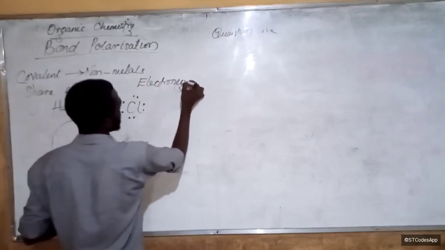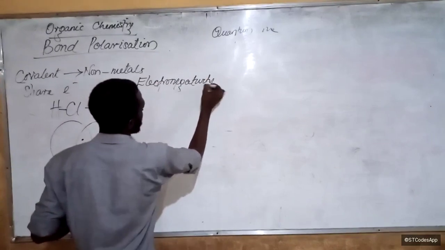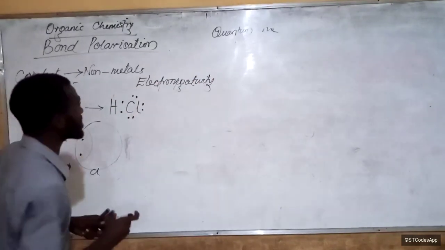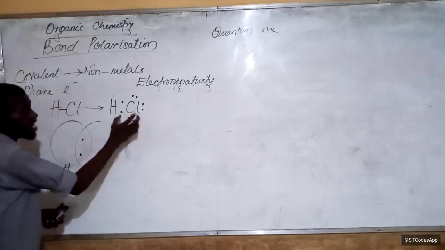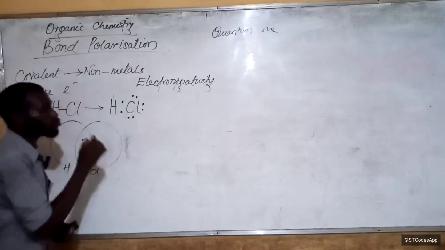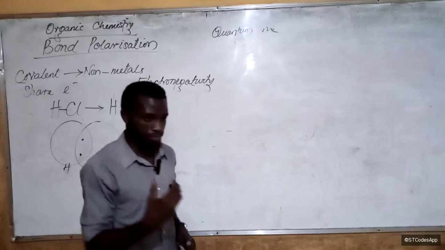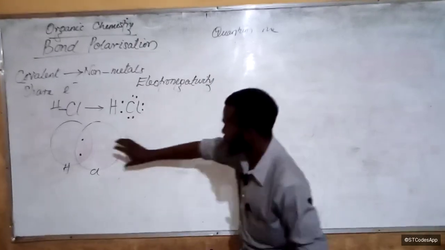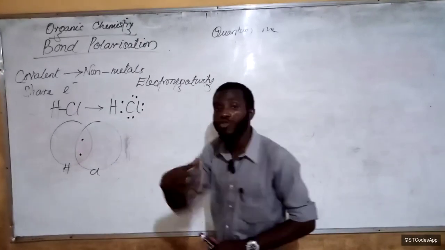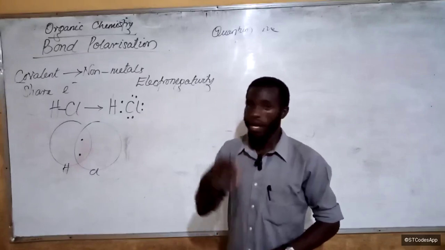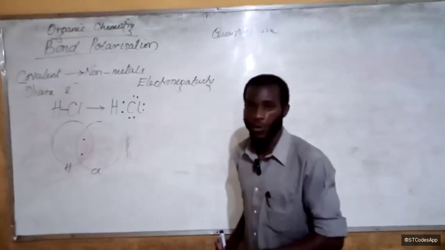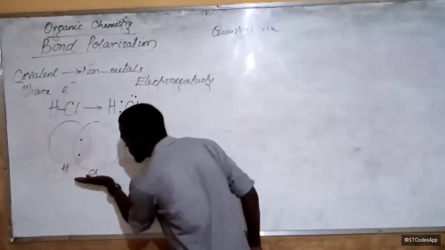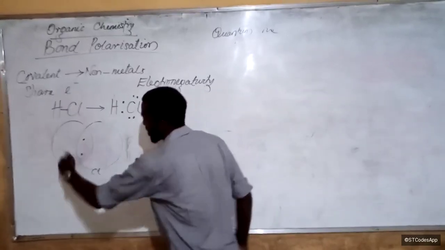Now, what is electronegativity? Electronegativity is the ability of a particular species, an atom in this case, to draw electron density towards itself. Is that okay? Because it has a greater pull for electrons, electrons are going to want to spend more time with it than with the other atom.